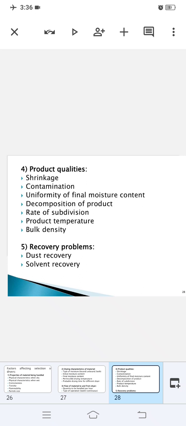Then fifth one is the recovery problems, meaning what recovery problems we have to face while the drying process is carried out. First one is dust recovery. Second is your solvent recovery. These all are the steps that we have to recover in the drying process.